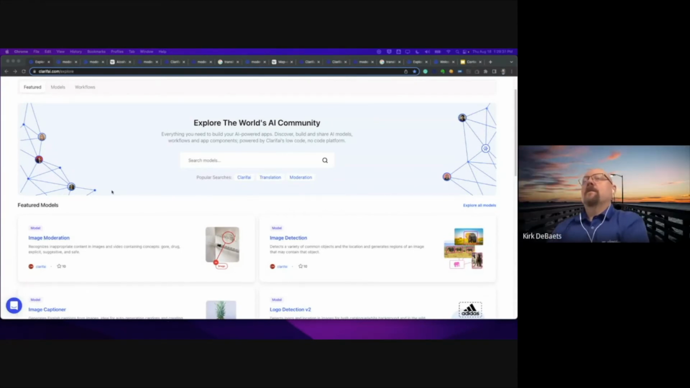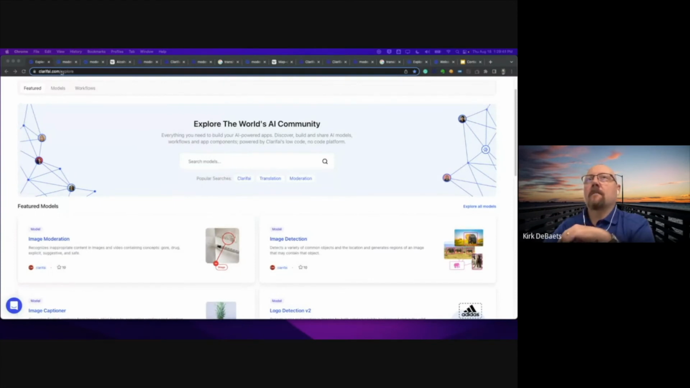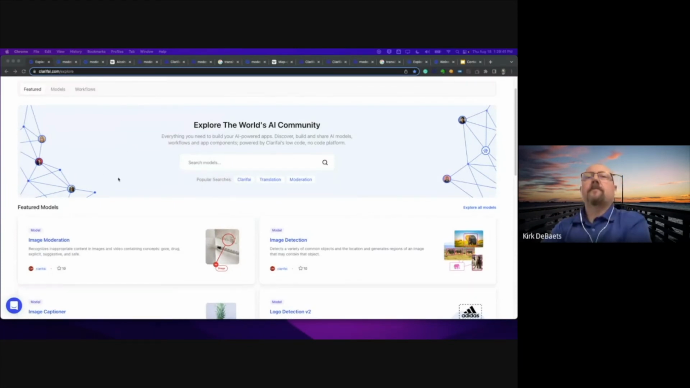All right. So for those of you who are not familiar with Clarifai, this is our community homepage. You can find it at clarifai.com/explore. And you can see here that we have image moderation as one of our featured models. It's one of our more popular functions that we provide out of the box. We also have several other types of models out there. You can go exploring for all types of things should you want to further investigate the platform.